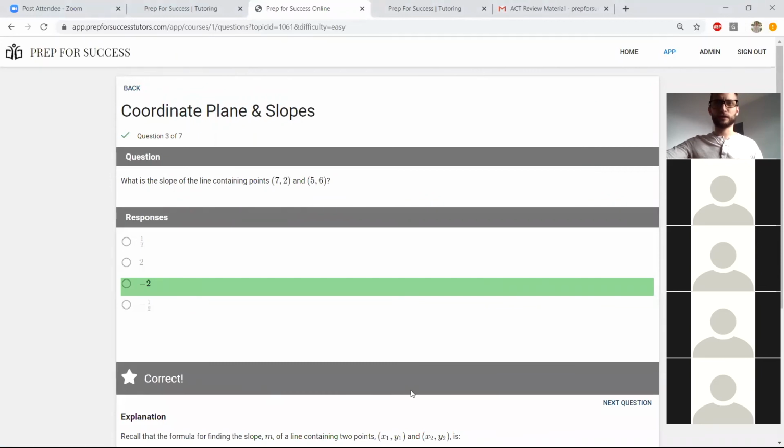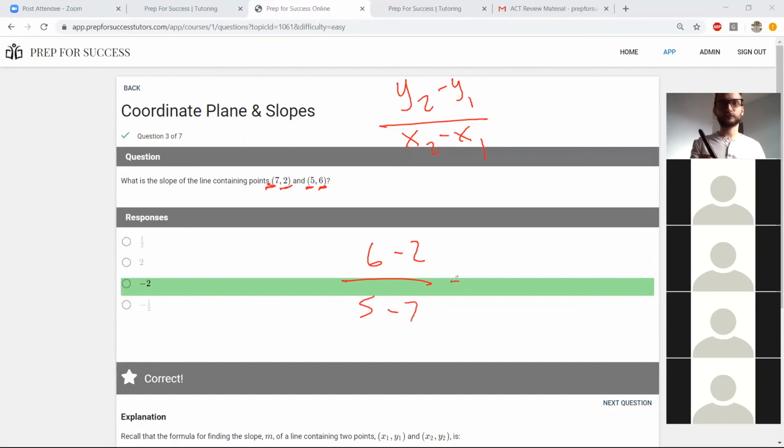The answer is C. Let's take a look. Once again, this is slope. How do we find slope? The equation is y2 minus y1 over x2 minus x1. So y2 here is 6, y1 here is 2. So 6 minus 2 over x2, which is 5, minus x1, which is 7. So you get 4 over negative 2, which is negative 2. That's slope. You should be comfortable with that. Just remember y2 minus y1 over x2 minus x1.